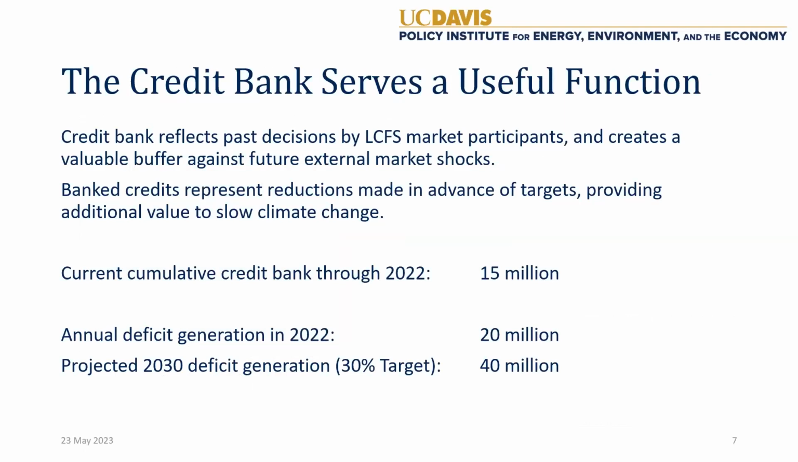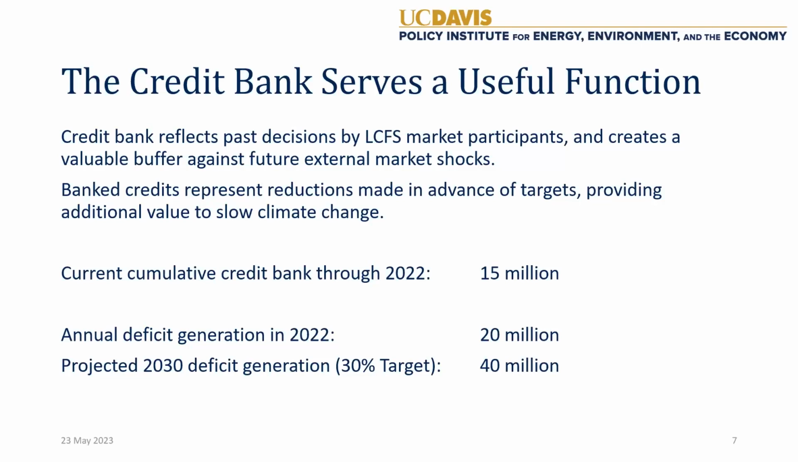And as Jeff said, I think the other thing to realize is the credit bank in and of itself is not the problem. The bank serves a very useful function. It reflects the past decisions by LCFS stakeholders to make investments, and banked credits represent emissions reductions that happened ahead of schedule. And this is a good thing, right? If you reduce emissions earlier, you get additional warming benefits, sort of a climate interest for the fact that the carbon was taken out of the atmosphere years before a nominal regulatory target may have happened.